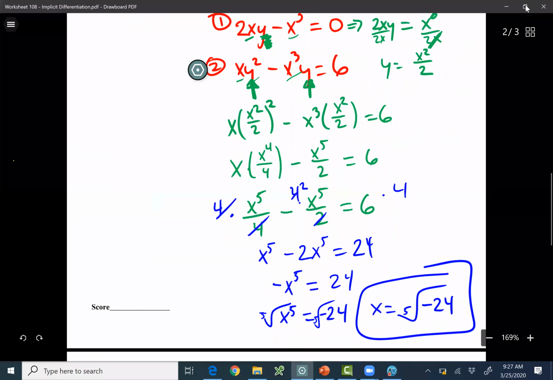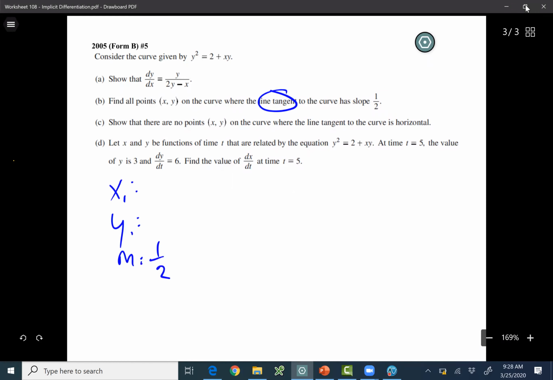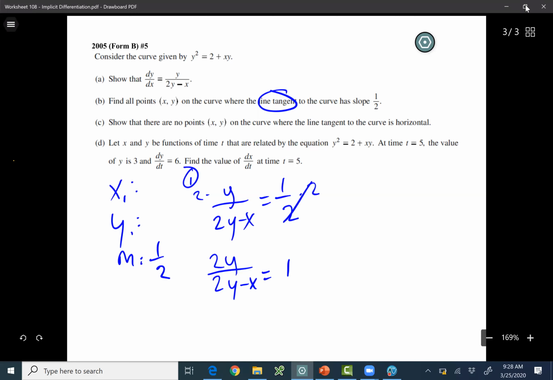Okay. This last question we don't have time for. It's okay. Just looking at it, part A is the same thing we've been doing, right? Part B, we see a tangent line. We do x1, we would do y1. We do the slope. The slope is 1/2. So what we would be doing is we would have y over 2y minus x is equal to 1/2. That's one equation. I'd probably multiply both sides by 2. Our second equation is always going to be the original.